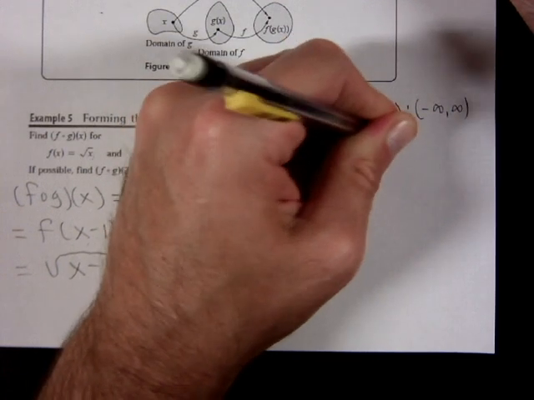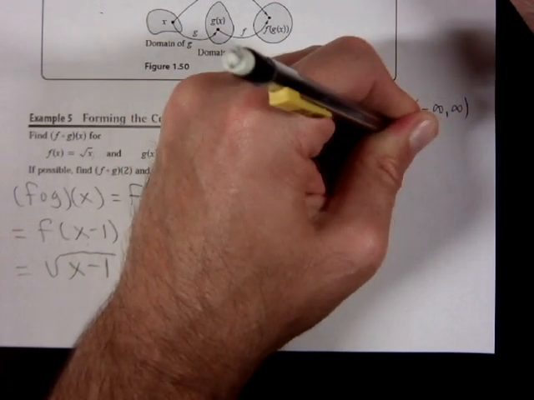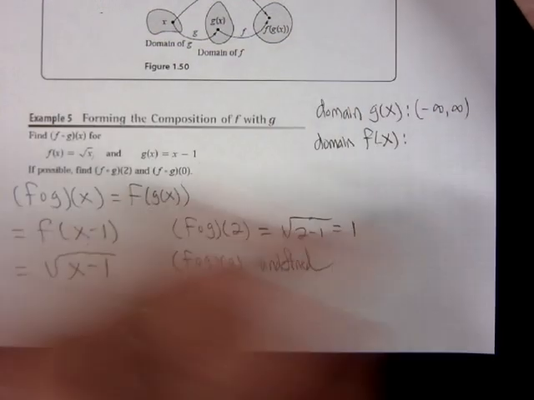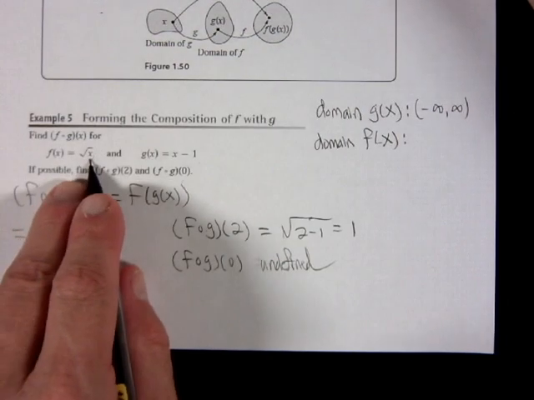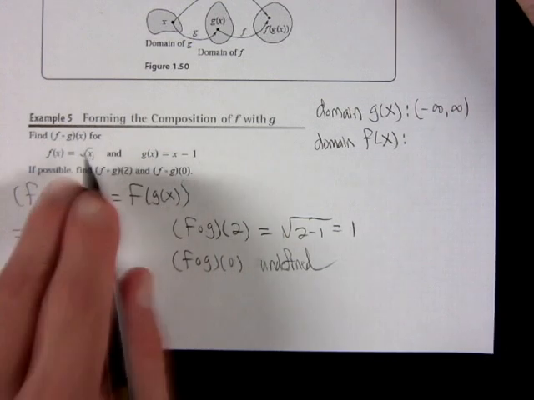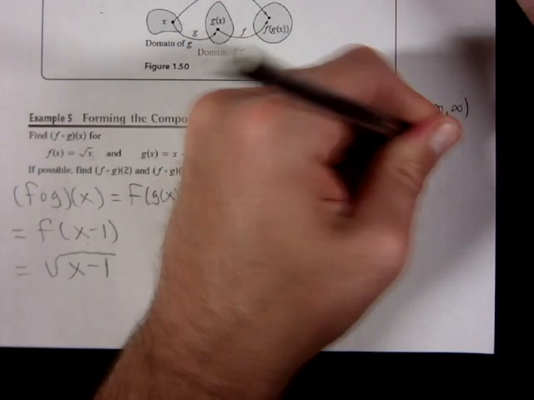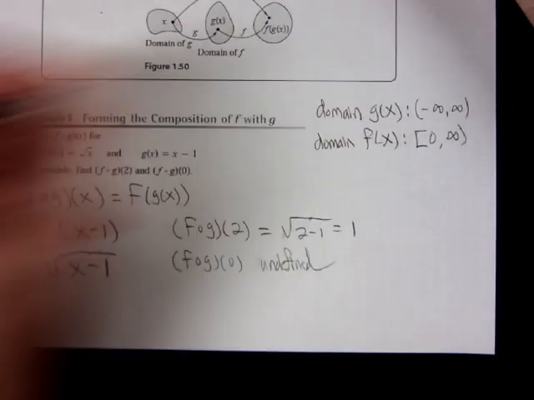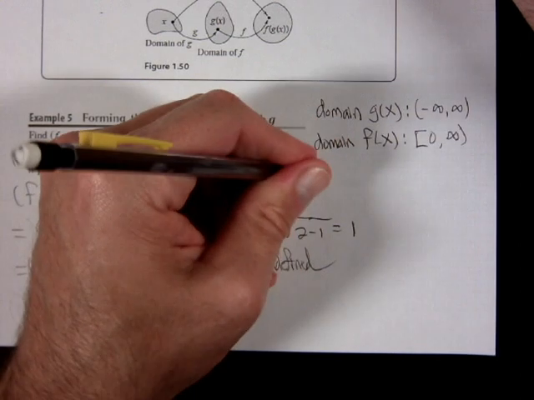The domain of f of x, f of x here is the square root of x, and so everything that you plug in here has got to be positive, so the domain of f of x is 0 to infinity. Okay, 0 to infinity.